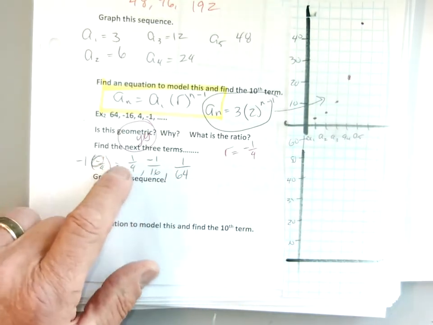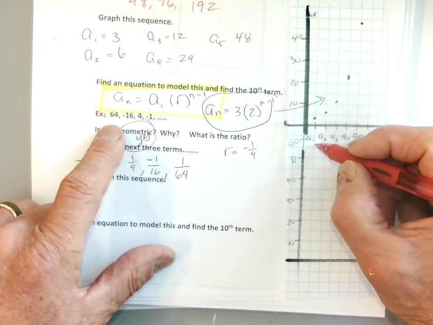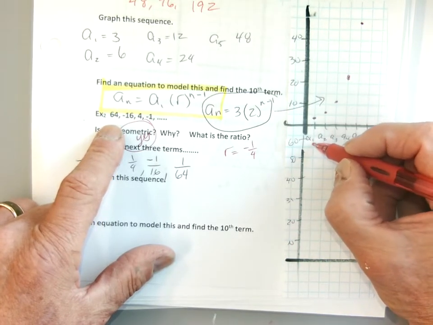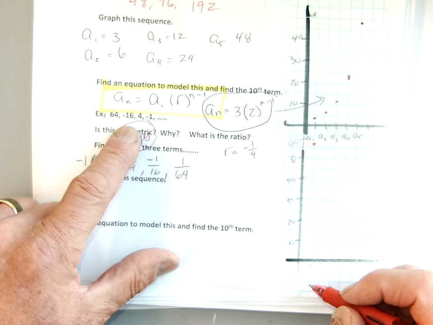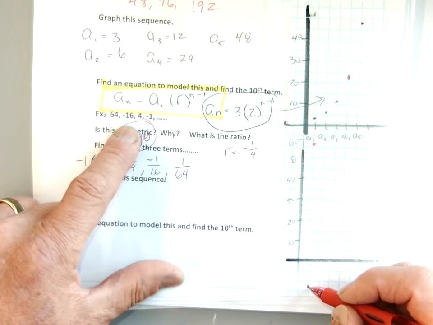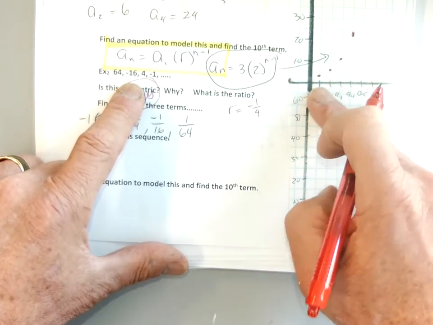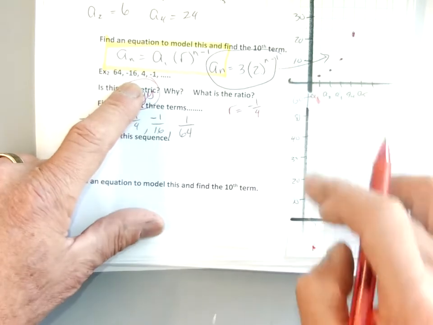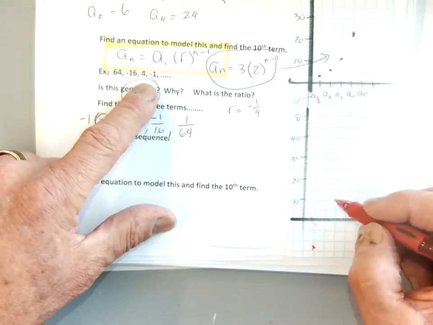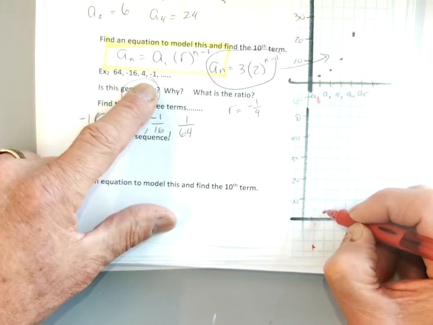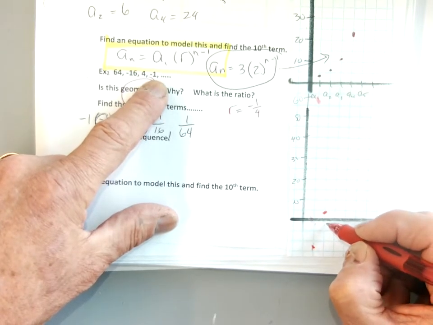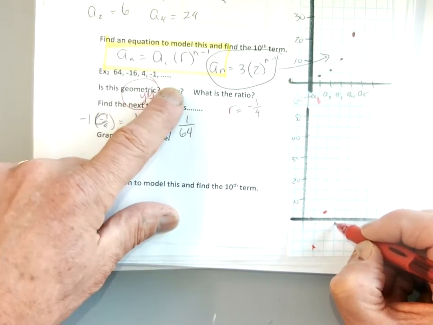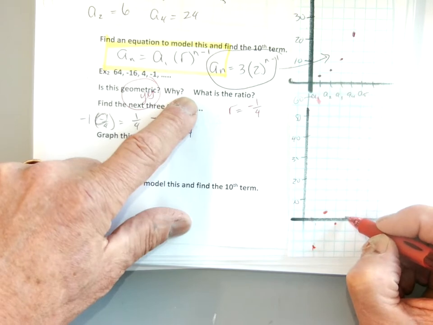First term is 64, which is up here. Then negative 16, so I'm going to go down here. I went way down there, then there. Wow, went up there, then down there. Then we go to 4, like there. We go to negative 1, which is about there. And then I'm going to go here.